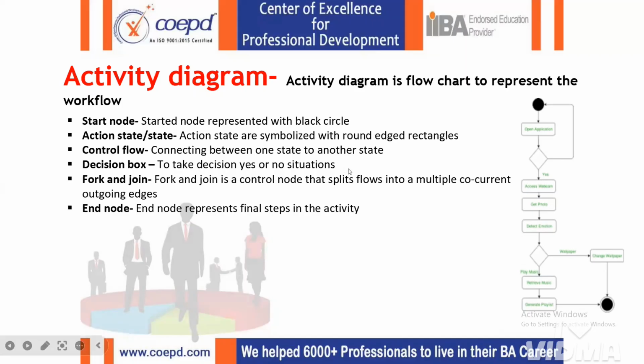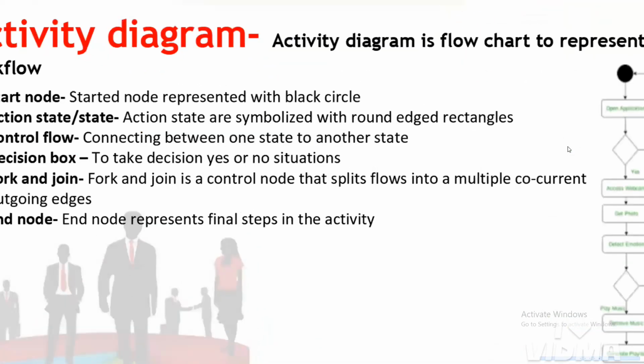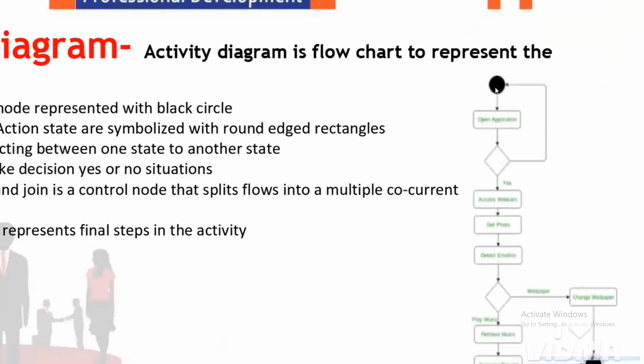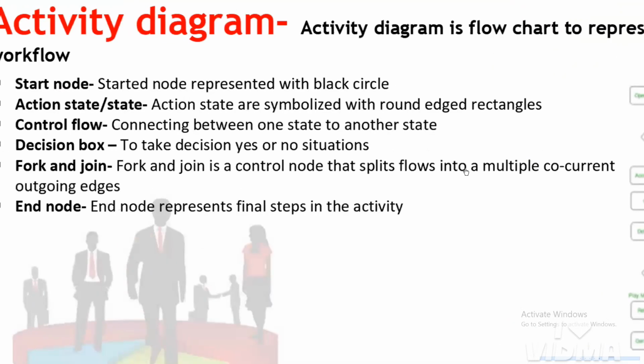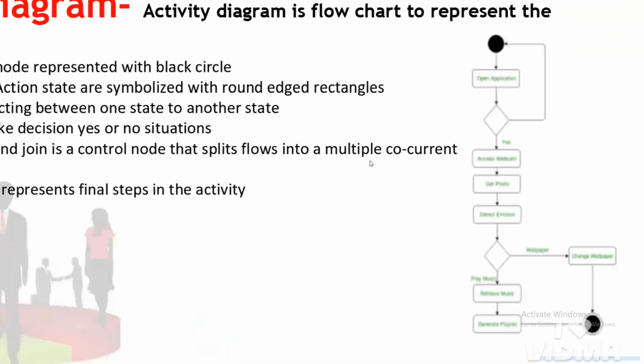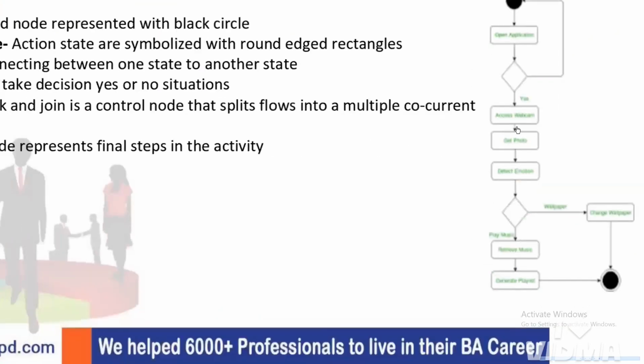And here you can see, this is the start node, and this is the action state, and this is the decision box, which we use for conditions. When we give a guard condition, it becomes a decision box, whereas normally we can use it for branch and merge also, which I will explain.